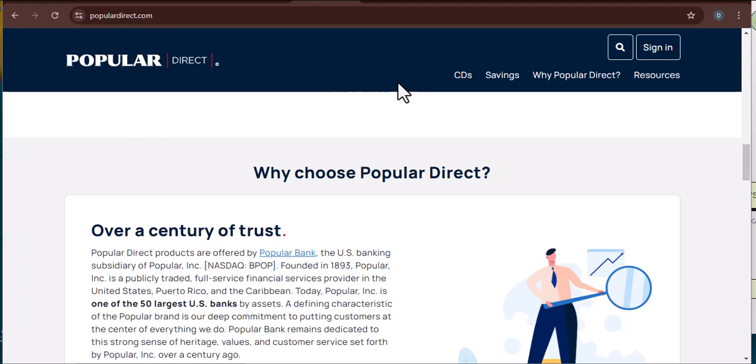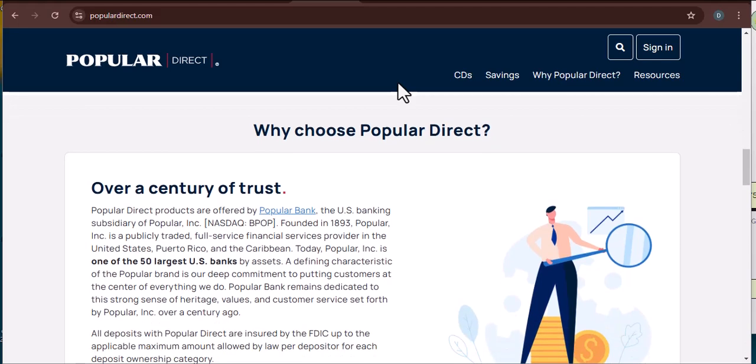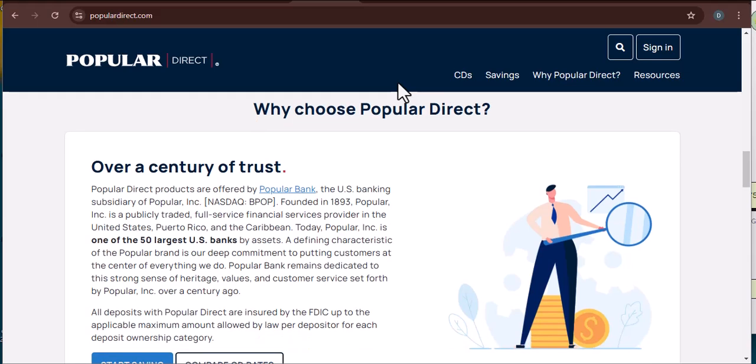Withdrawing money from Popular Direct is easy and straightforward. Just follow the steps outlined above and you'll be on your way.